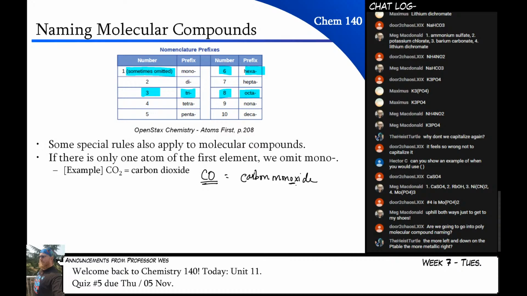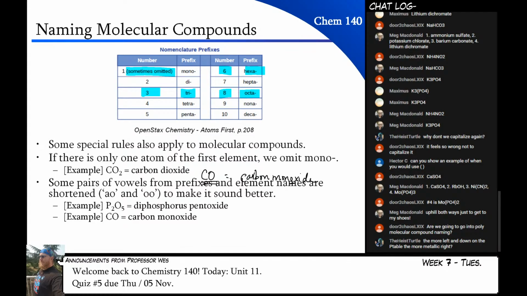Now, there's also an interesting thing here. If the prefix is mono, where'd the extra O go? Well, if you end up with double vowels, some combinations get shortened. So, for example, AO and OO, we get rid of the prefix's last letter to make it sound better. So we don't ever say pentaoxide. We say pentoxide, just so that there's one fewer syllable.